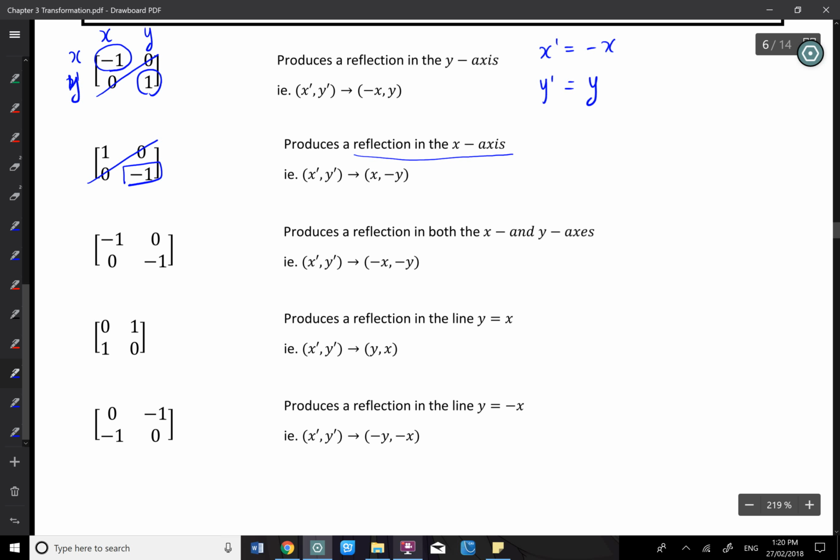Those two at the bottom are the special ones. We don't really use the last one. I never see a question related to the last one. You can just ignore that one. Maybe I just wanted to add it. But a reflection in the line y equals x is possible to be asked.